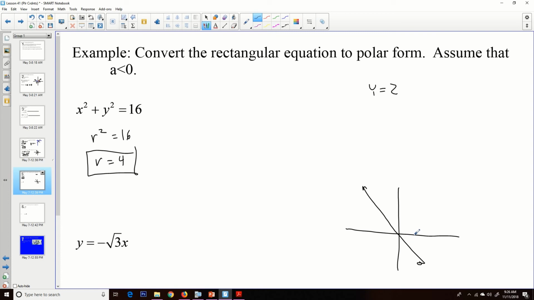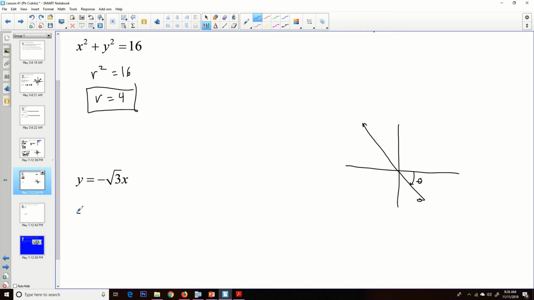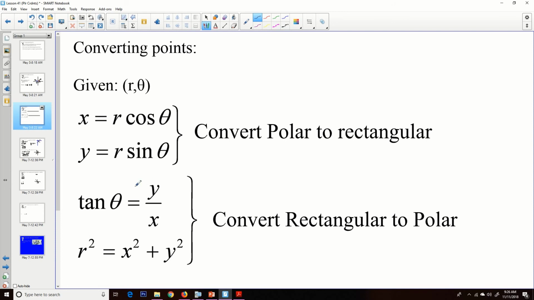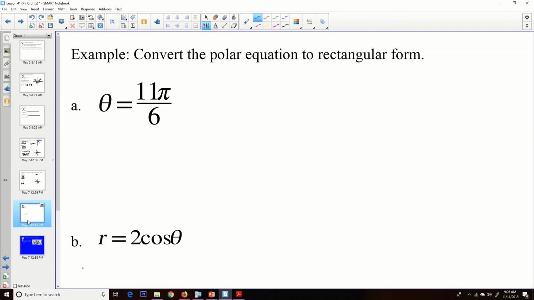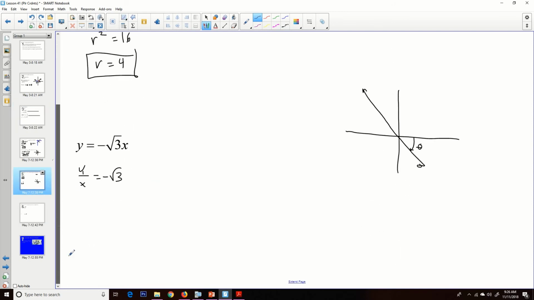So if we find just this angle theta here and say it's all of the points that are at that angle, we'll be good. Actually, you know what, let's do it this way. If I go y over x equals negative square root of 3, well, if I go back here, y over x is equal to tangent theta. All right, well, we can do that. And so I get y over x, that's my tangent theta, equals negative square root of 3.